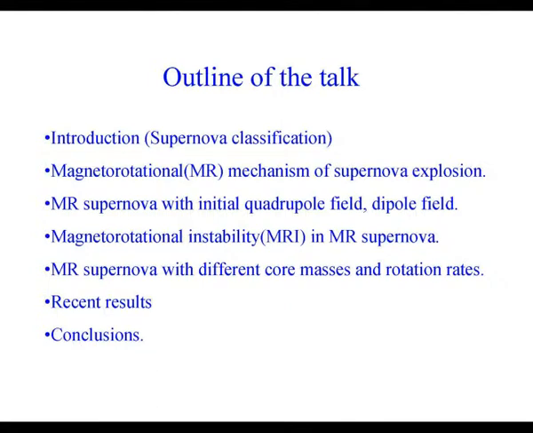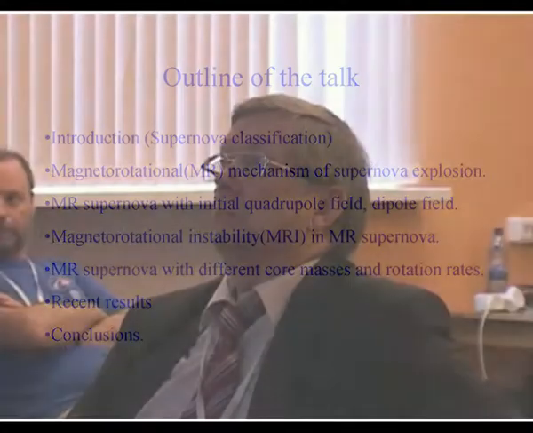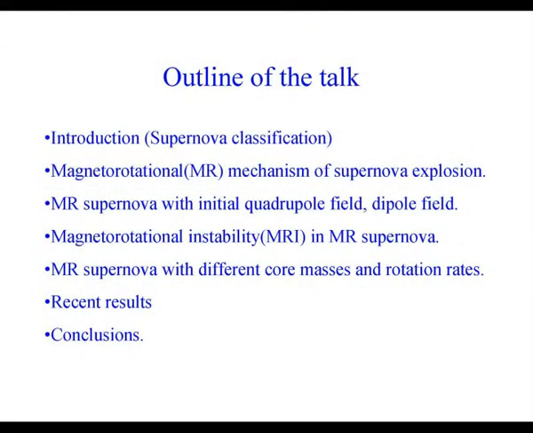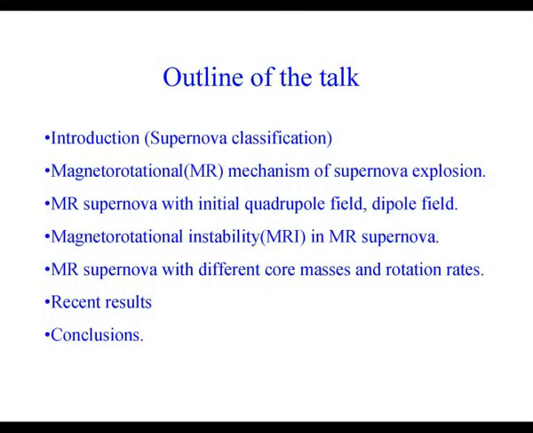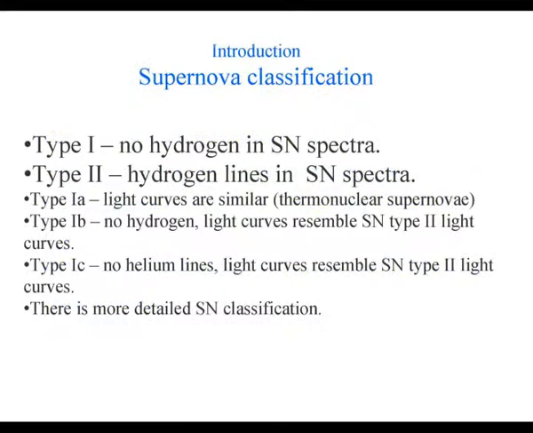I plan to make a very brief introduction, and then try to explain what the magneto-rotational mechanism of supernova explosion is and how it works. Then I'd like to present our results of simulation with different types of field, the appearing and development of magneto-rotational instability, and then our simulations with different core masses, rotation rates, and the dependence of the supernova explosion energy on these parameters. Almost at the end of my talk, I'll tell you about our recent results, namely simulations of magneto-rotational supernova with different equations of state and comparison of different simulations, and hope to come to conclusions in the end.